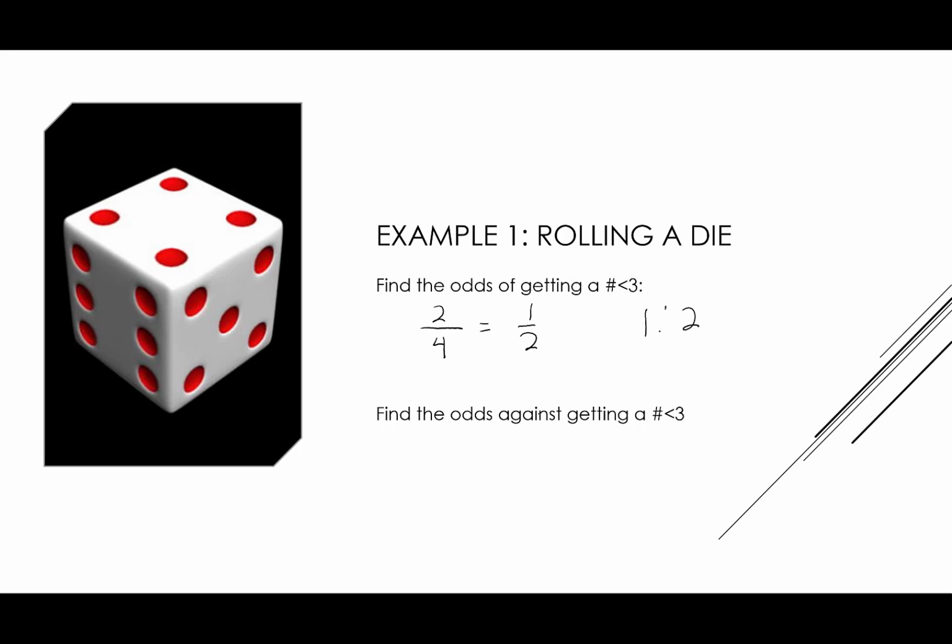When I say find the odds against getting a number less than 3, that says we're just taking that last example, flipping it over, 4 to 2, reduces to 2 over 1 or 2 to 1.